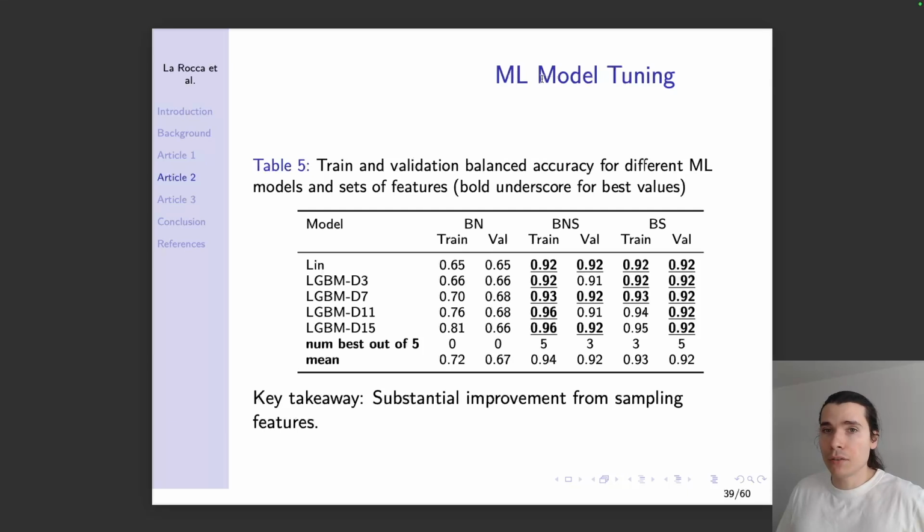Here's some data about the model tuning. We tried different models with different sets of features. The main takeaway here is the substantial improvement from sampling features. You can see that here we have sampling features, and we have no sampling features. And when we add the sampling features, we get from about 68% accuracy to above 90% validation accuracy. Whereas the other features, such as basic features and node features, do not contribute meaningfully to the ability of the model to predict accurately high quality solutions.